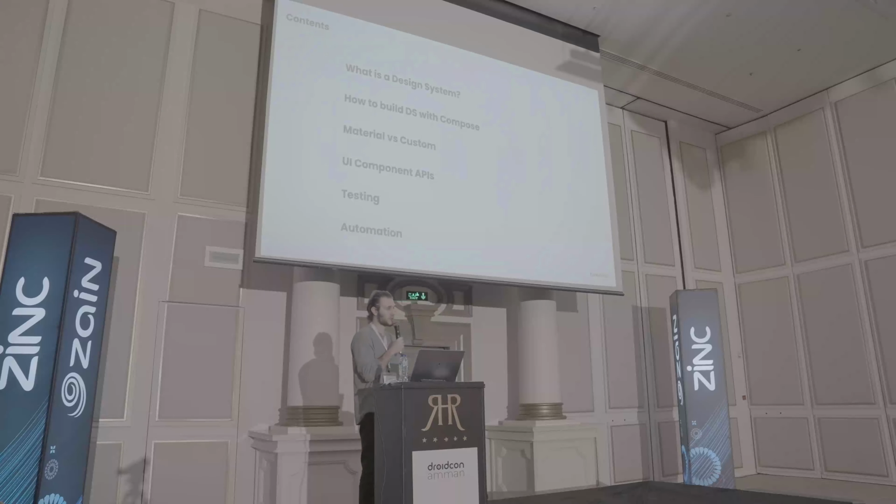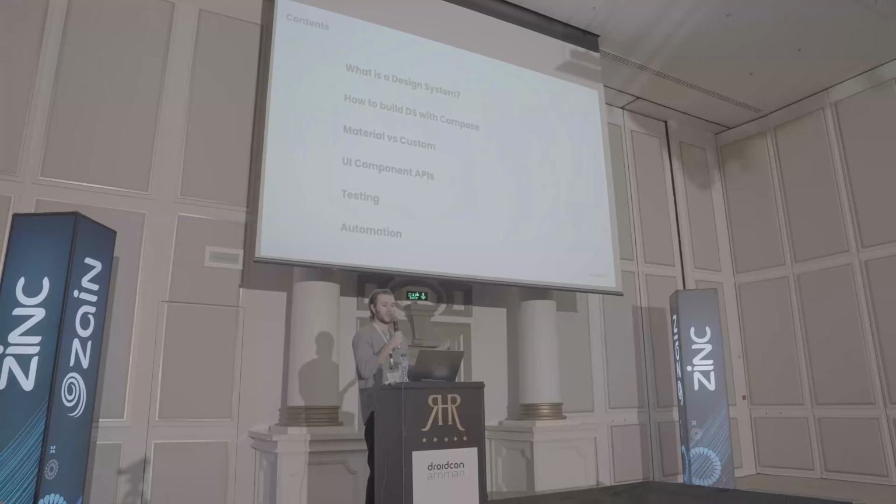And then we will compare the Material Design implementation, which comes by default from Google, and custom UI, because it has some benefits for us. Then we will see what lessons we learned while developing our own design system, and see how we can design the perfect component API. Of course, we'll have to test it somehow. And the best thing, I think, in this talk is going to be the automation part, because it brings everything together and makes it really work and shine.